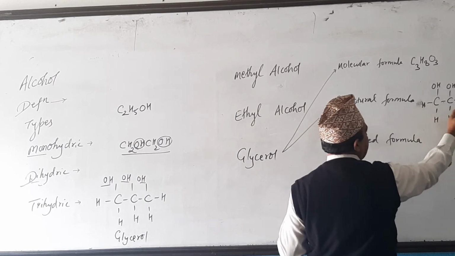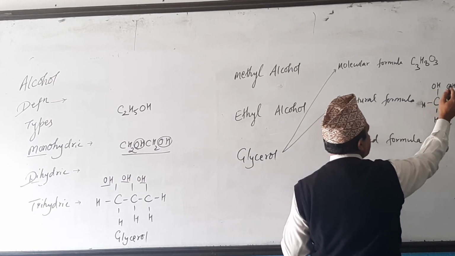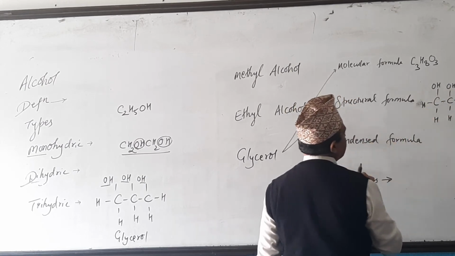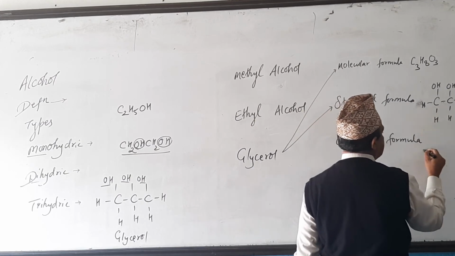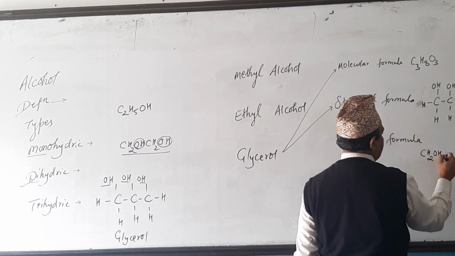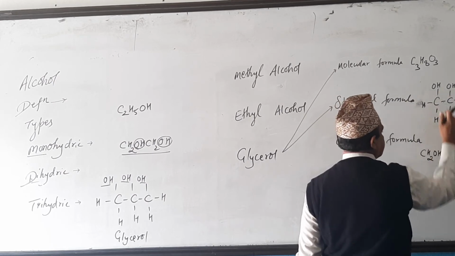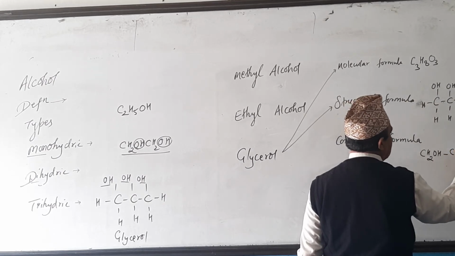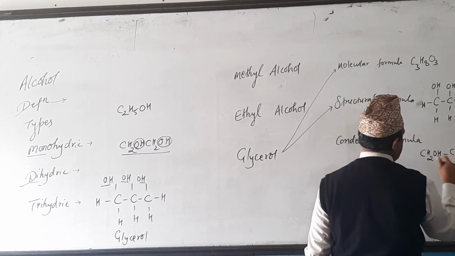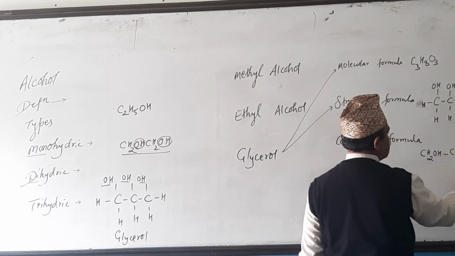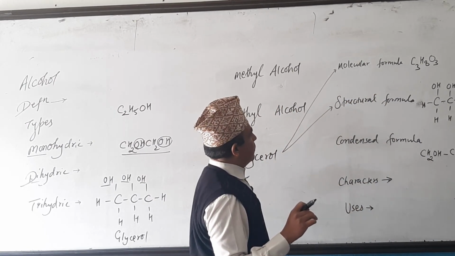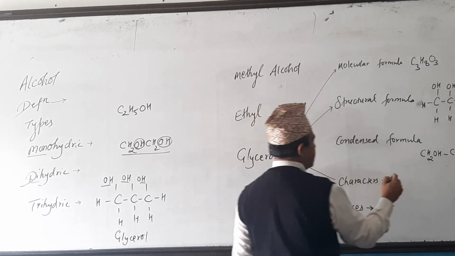Structural formula is C-C-C. There is straight line, H H, OH, OH, OH, H H H. Condensed formula, from here we can write condensed formula. What is that? CH2OH dash CHOH. First H, then only OH. Okay, CHOH dash CH2OH. CH2OH, CHOH, CH2OH. That is condensed formula of glycerol.